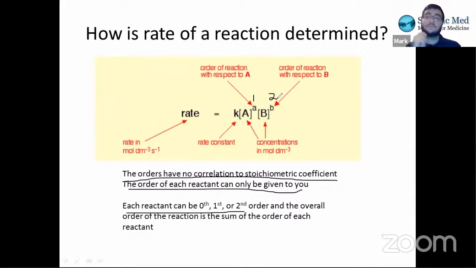The order of the reaction overall is the sum of the orders of each reactant. So if you were finding the order of the reaction as a whole, it would be 1 plus 2, because it's with respect to A and with respect to B. So it would be a third order reaction overall. But with respect to A, it's first order, and with respect to B, it's second order.